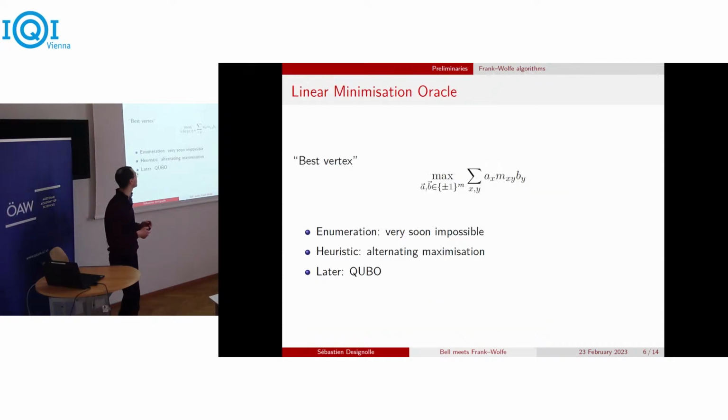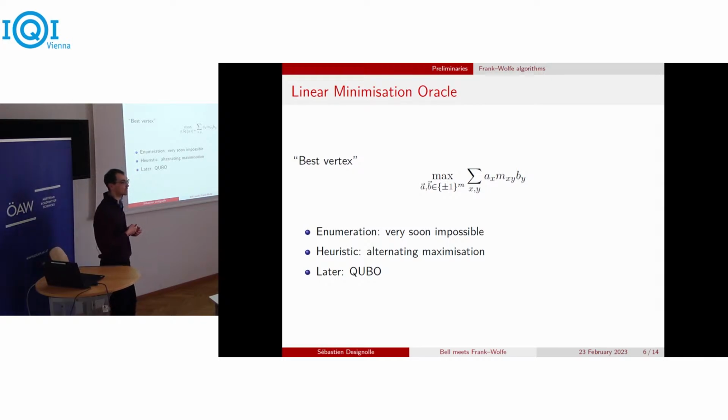Okay, now I can tell you a bit more about what I mean by best vertex. And this is kind of standard. It was done in the previous works about this problem. Best vertex with respect to this m here, which is like the direction of the gradient in the previous picture, amounts to finding the best deterministic strategy, which amounts to solving this problem, which is quadratic, as you can see. And okay, naively, you can enumerate all possibilities, but it soon becomes completely impossible.